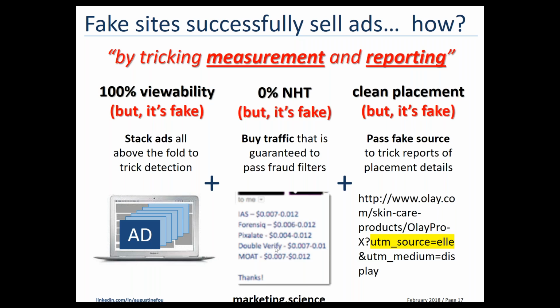And so what you see on the bottom here in the middle is that there are traffic sellers that are openly selling compliant traffic, which means it passes the IAS filters, it passes the forensic filters, it passes the Moat filters, and all gets marked as clean. Again, not because it's real humans, it's because the bad guys' technology can trick the detection and make it look like it's legitimate.